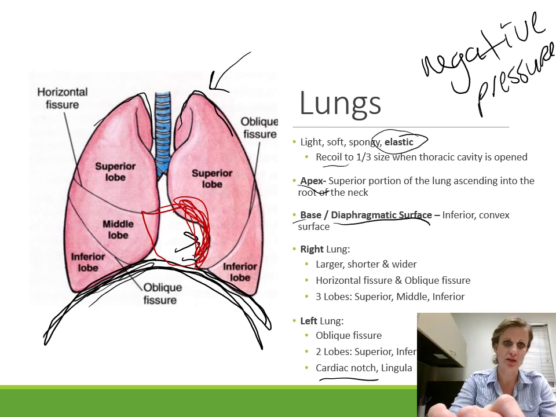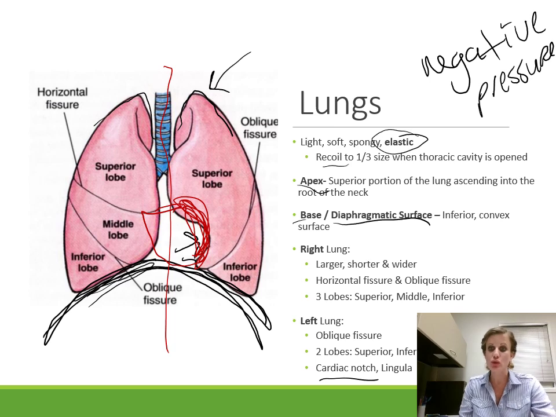If you draw a line down the median plane, 2/3 of the mass of the heart is on the left side versus 1/3 on the right. So the heart takes up space away from the lungs. So the left lung is smaller and lighter. The right lung is heavier and more massive. It has more actual lung tissue.